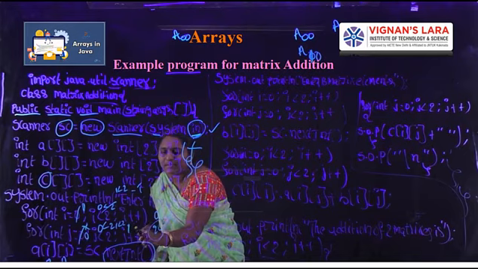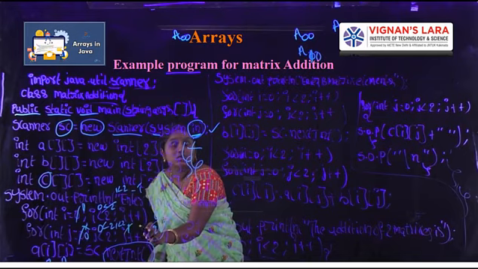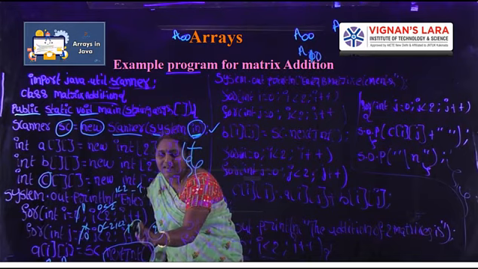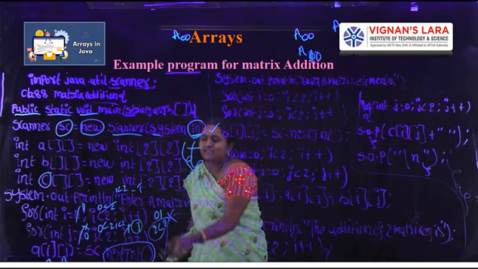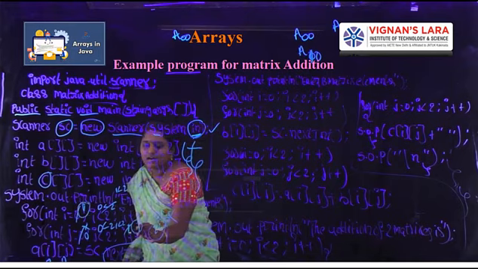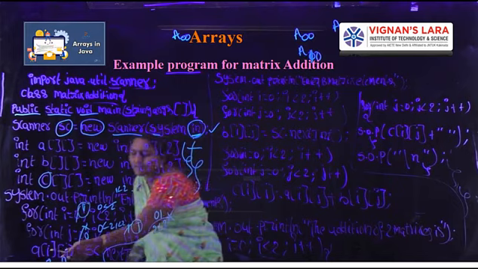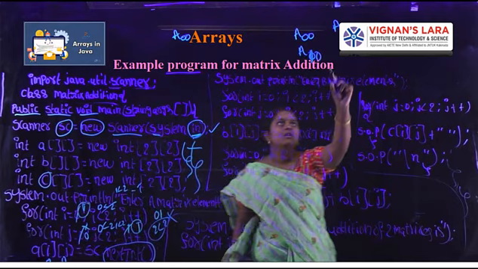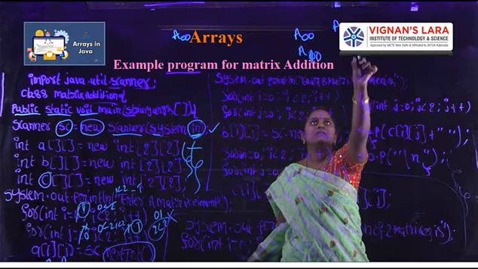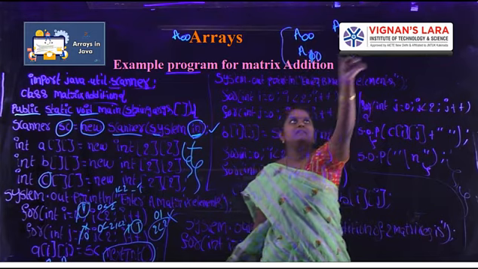The j value is incremented, j value 1. In this iteration, what is the i value? Already i value 1, j value 1. i value 1, j value 1: A of 1, 1.